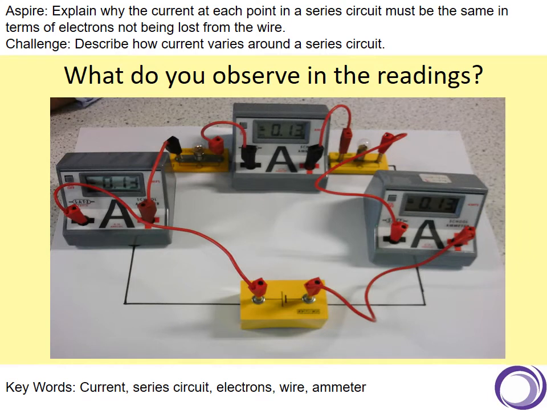Here's a diagram of what we'd observe, and you can see from 1 to 3 ammeters you can take the readings from each one. What I'd like you to do is just write down those readings in your books and write down any observations that you see.